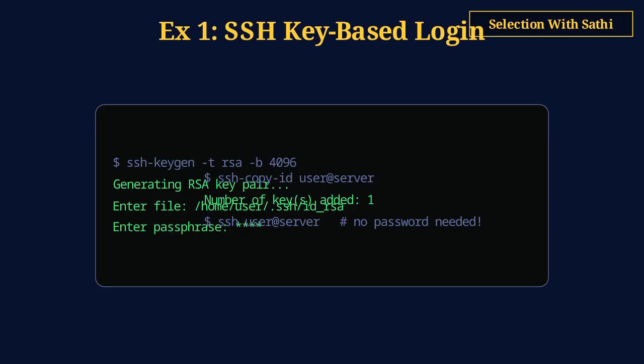For passwordless setup, run ssh-copy-id deploy@ the IP. This copies your public key to the server's authorized keys file. From then on, SSH connects without asking for a password.